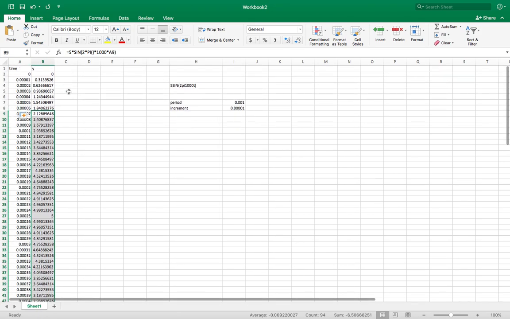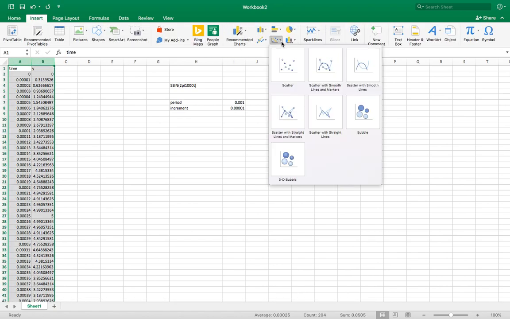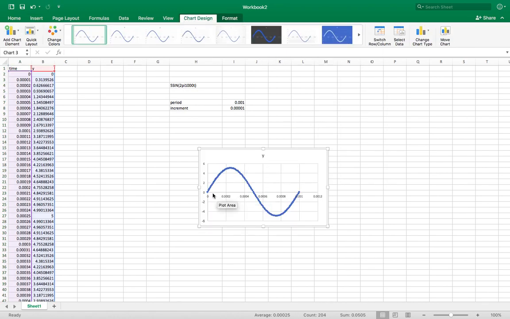And now look at my sine wave when I plot it. Insert, scatter plot. Remember, don't use curved lines. You're going to be using straight lines. And voila, this is a 1,000 hertz sine wave, which has a period of 0.001.